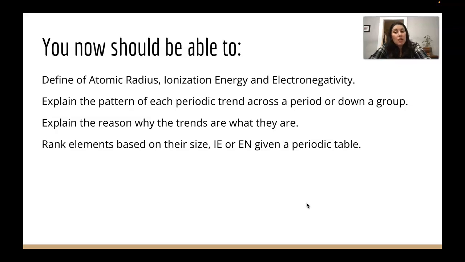You are now also able to explain why the trends are what they are using terms like the effective nuclear charge and attraction and repulsion. And you should also be able to rank elements based on their size, ionization energy, or electronegativity given a periodic table. Review any notes that you have, do some practice problems, and ask me questions if you have them.